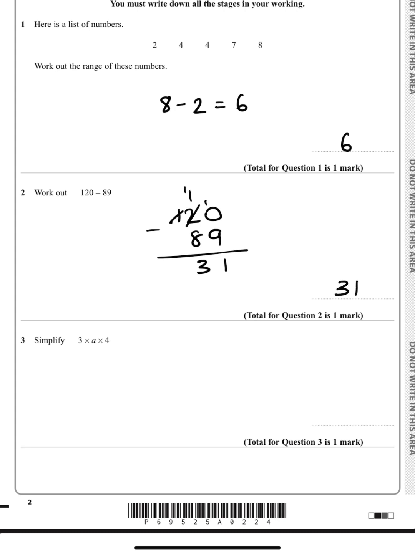Question 3 is to simplify 3 times a times 4. So 3 times 4 is 12. 12 times a is 12a. So the answer is 12a.